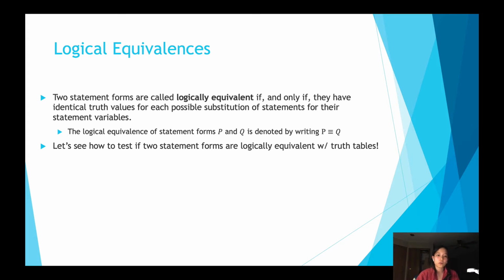Two statement forms are called logically equivalent if and only if they have identical truth values for every single possible substitution of statements for their statement variables. The logical equivalence of statement forms P and Q is denoted by writing P and then the logical equivalent symbol, which is the 3 bars, and then Q. Now let's see how we can test if two statement forms are logically equivalent using truth tables.